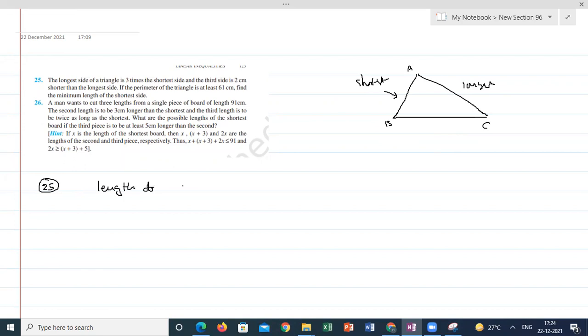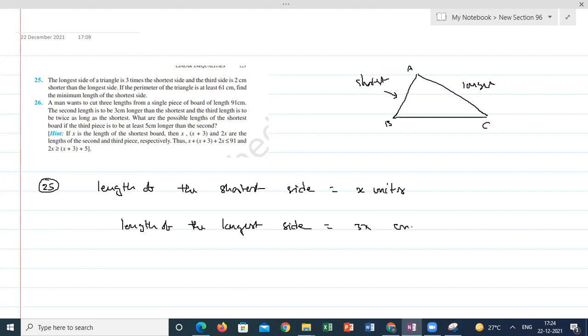Length of the shortest side is x units, and automatically the length of the longest side is 3x units, since it is 3 times the shortest side. They gave centimeters, so it will be in centimeters. The remaining side is 2 centimeters shorter than the longest side.